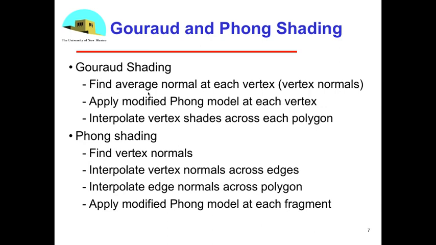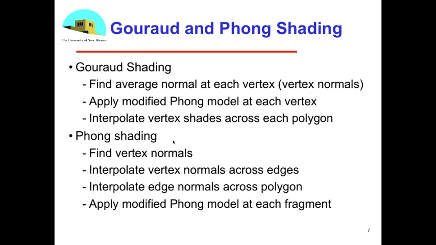What Gouraud said is find that average normal at each vertex and then apply the model, and then use the rasterizer to interpolate those vertex colors across each polygon. What Phong said is this is different. This is called Phong shading.